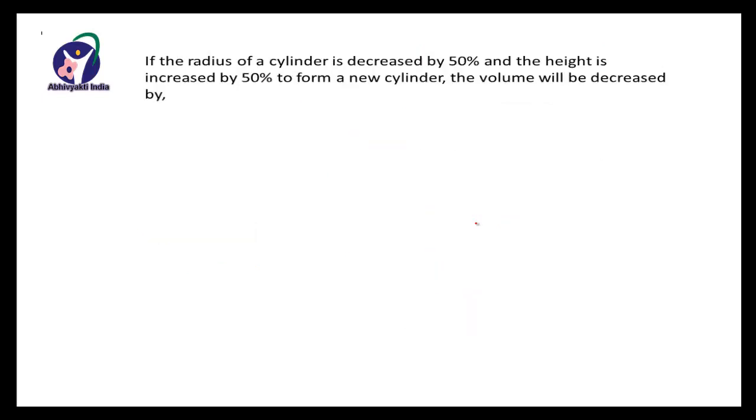Now the next question is: if the radius of a cylinder is decreased by 50% and the height is increased by 50% to form a new cylinder, the volume will be decreased by how much? Friends, here the radius of the cylinder is decreased by 50% and the height is increased by 50%. How will it affect the volume of the cylinder?